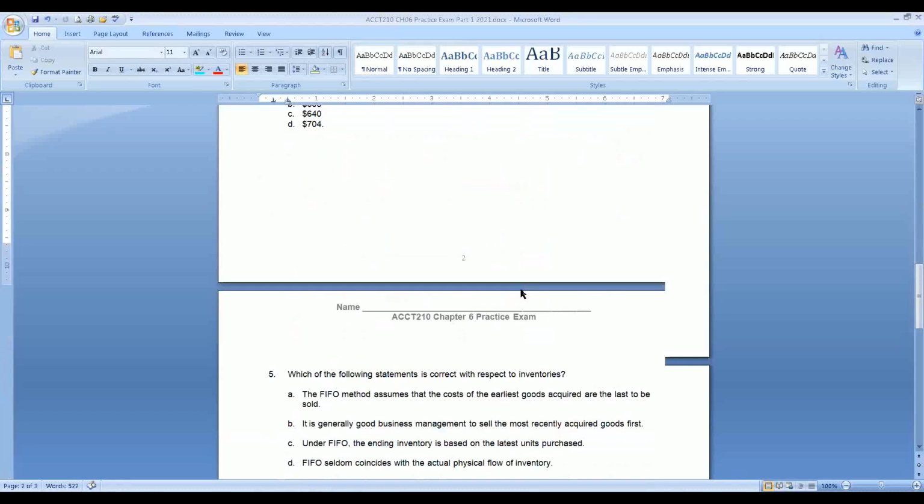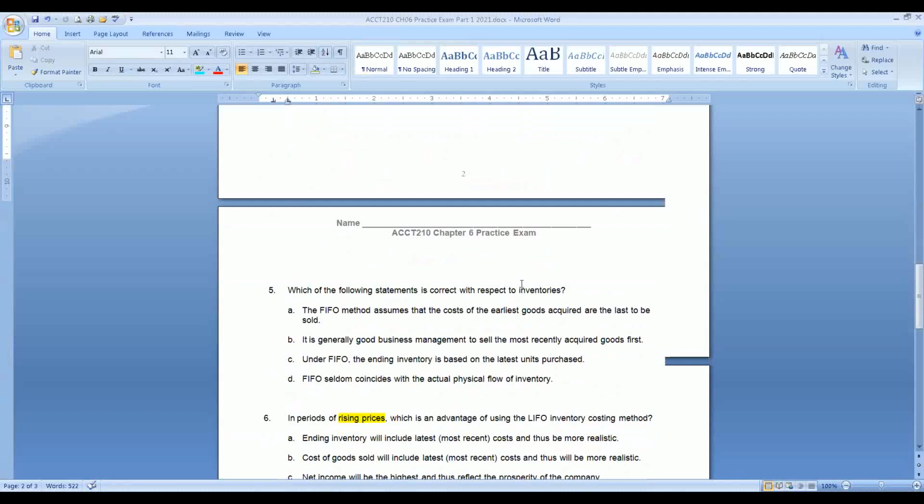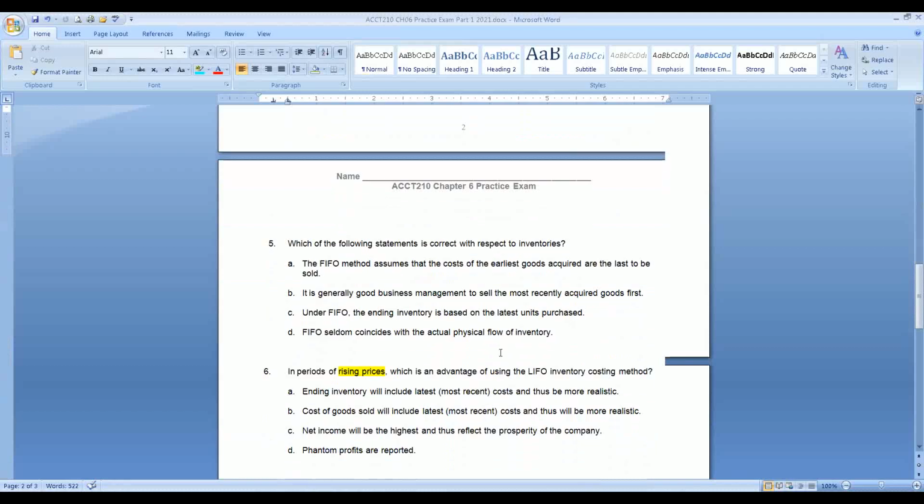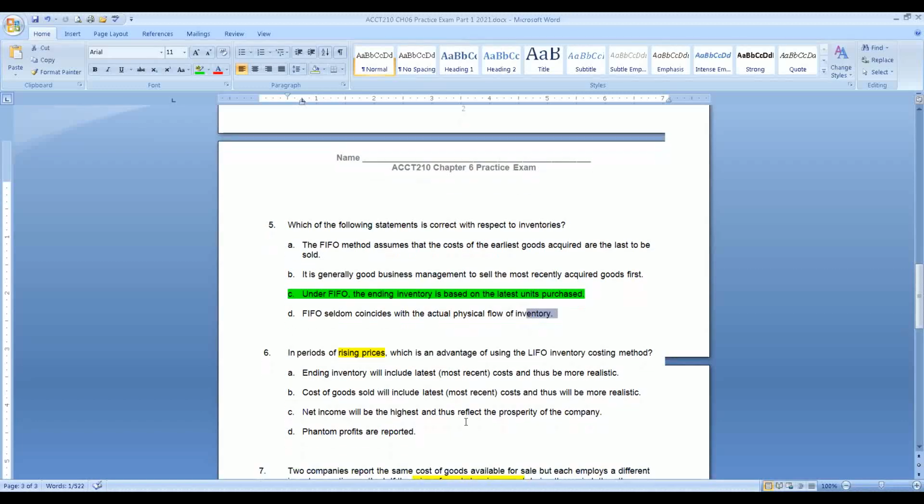Yeah, these last ones are the tough ones actually. I think they are tougher. Question 5, one of the tougher ones, I think, and that is correct. You guys got it correct. Let's see. FIFO ending inventory is based on the latest ones purchased. Yeah, the latest ones weren't sold, right? The first ones were sold, so the last ones were the latest prices. So that is correct.